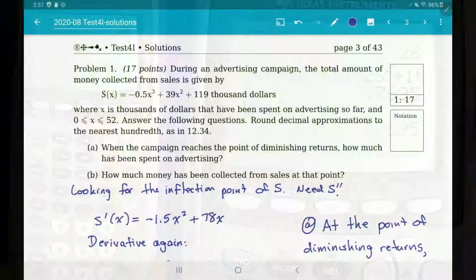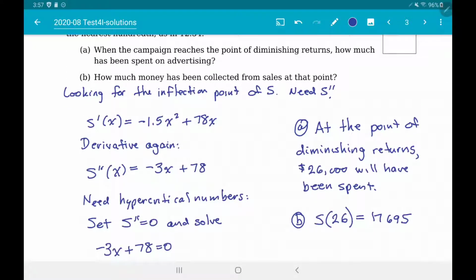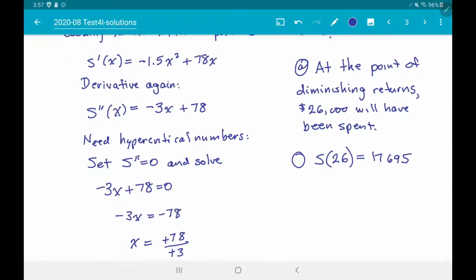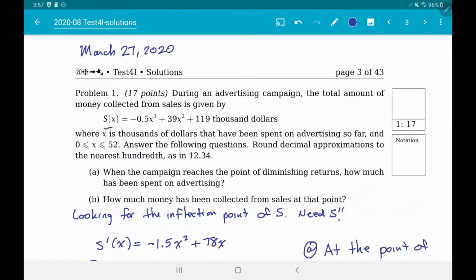Okay, so now that we've got the 17,695, let's actually write this out. Oh wait, yeah. So at that point, we need to interpret this number, and let's double check the units. Yes, so the result of s is in thousands of dollars.